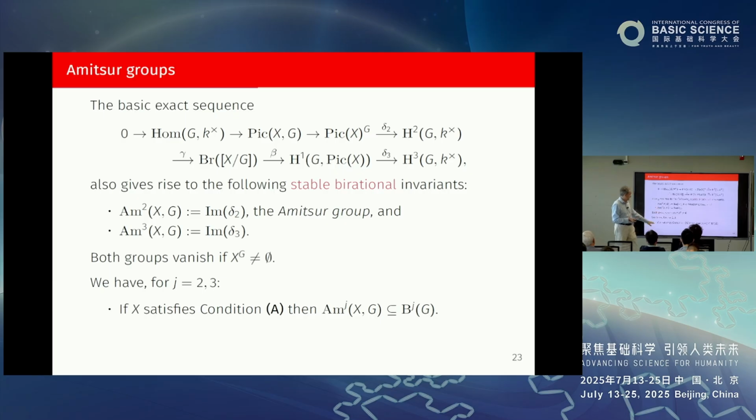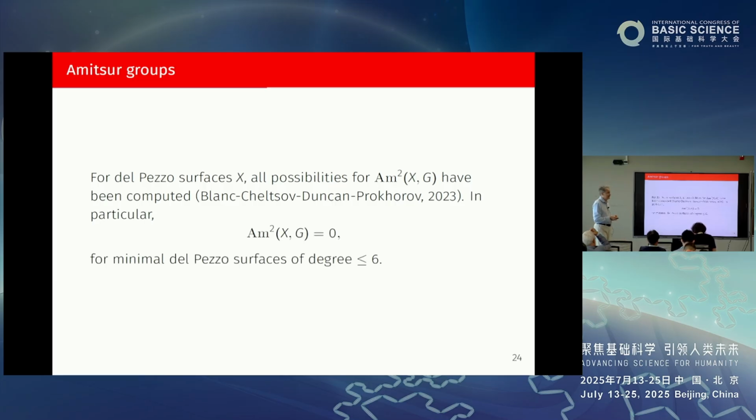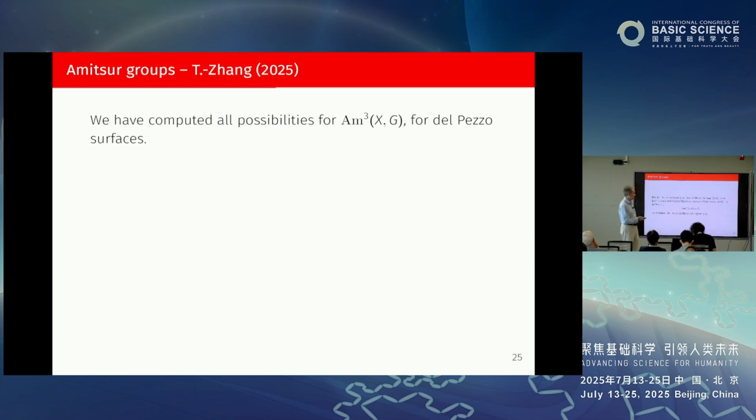So in both cases, if X satisfies condition A, then the corresponding Amitsur group has to be a subgroup of the second or third Bogomolov multiplier, because of that condition. And if you're unirational, then they both have to be zero. So this is something that you can then check: look at Del Pezzo surfaces, look at all possibilities for G actions on Del Pezzo surfaces. In fact, there is a recent paper that computes the second Amitsur group in all cases. In particular, you find that if you have a minimal Del Pezzo surface of degree less than or equal to 6, then all these things are zero.